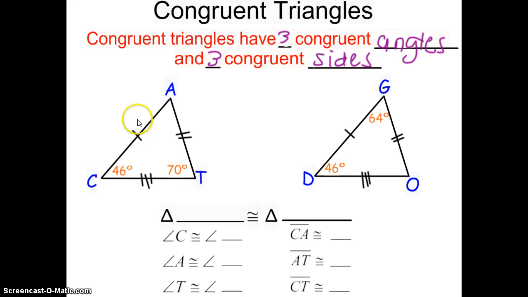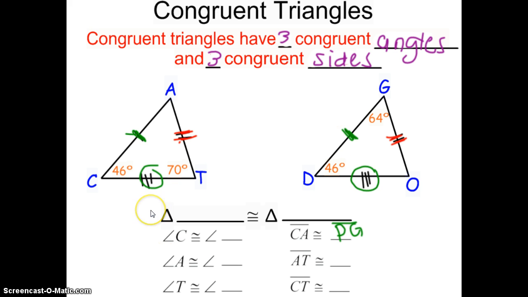So in this picture, this hash mark right here just tells us that this side is congruent to this side. They both have 1 hash mark. 2 hash marks just tells us that this side is congruent to this side because they have 2 hash marks. And same goes for here, 3 hash marks and 3 hash marks.